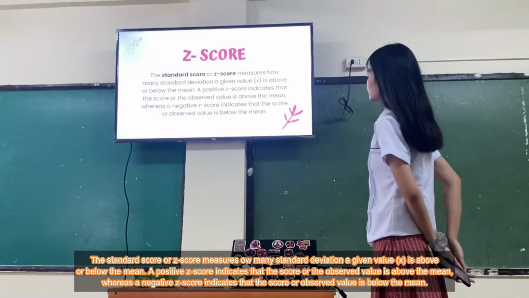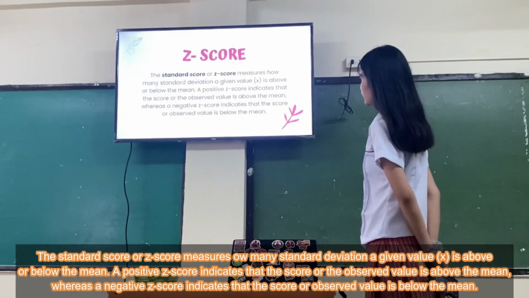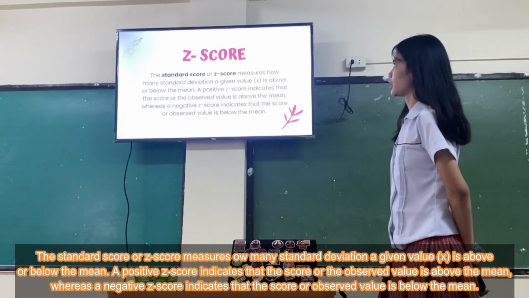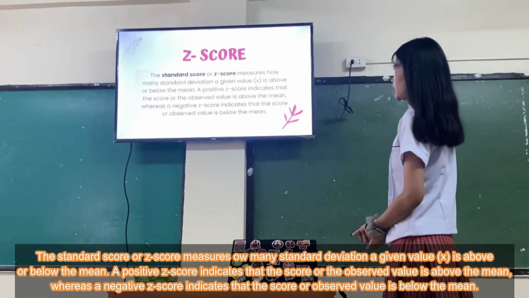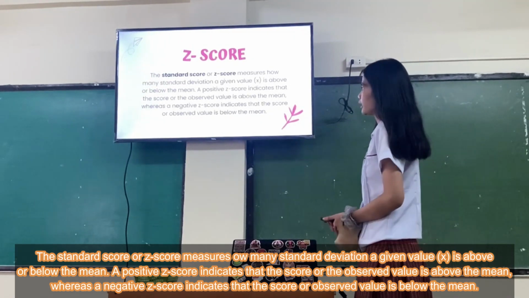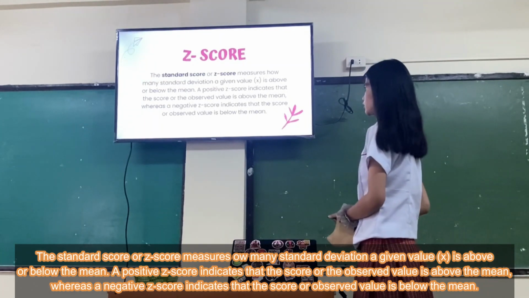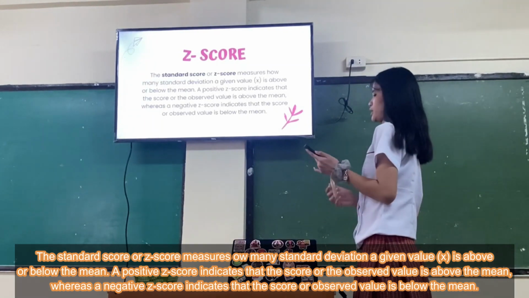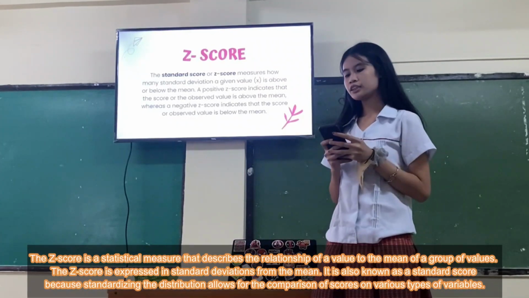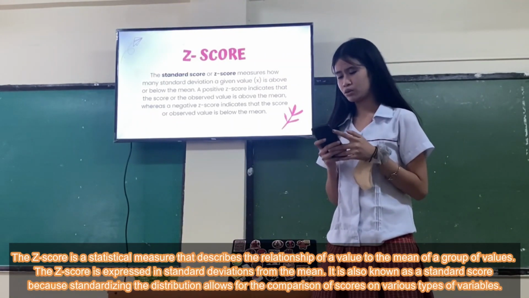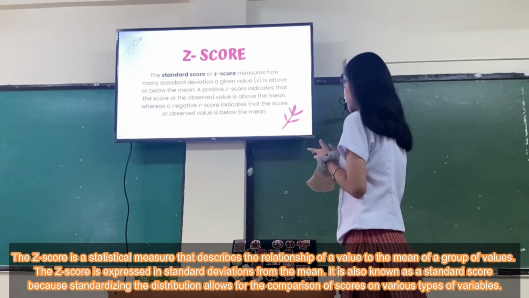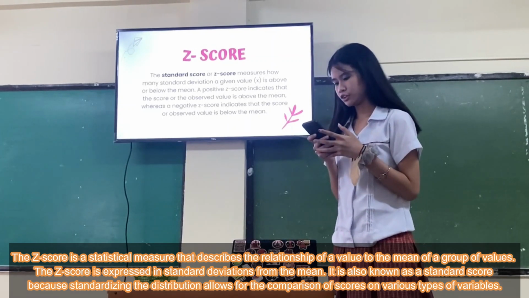Z-score. The standard score or Z-score measures how many standard deviations a given value X is above or below the mean. A positive Z-score indicates that the score or the observed value is above the mean, whereas a negative Z-score indicates that the score or observed value is below the mean. The Z-score is a statistical measure that describes the relationship of a value to the mean of a group of values. The Z-score is expressed in standard deviations from the mean.